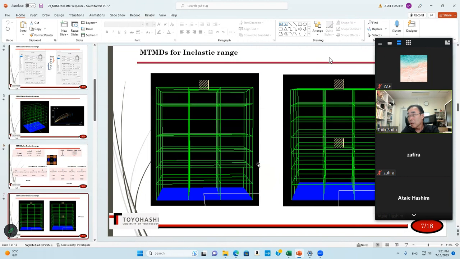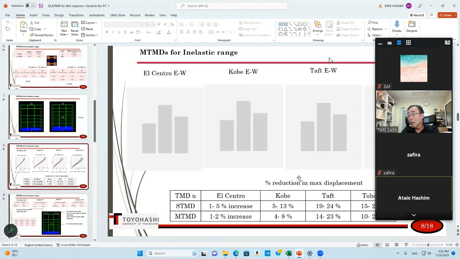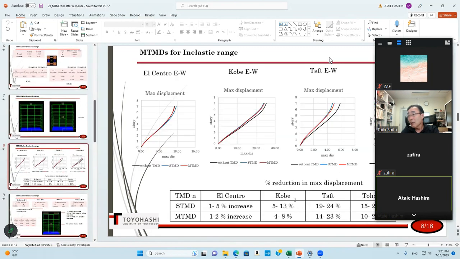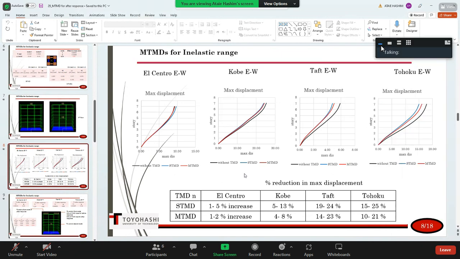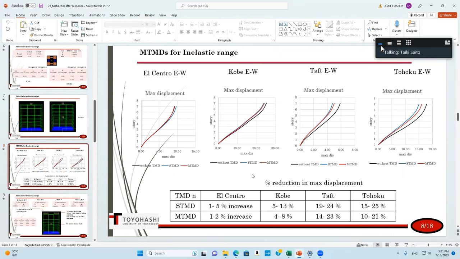This is the model. So after analysis, you can see that it is not very effective. It is just 3% in Maastricht. In Kobe, Taft, and Tohoku, it is almost not bad, but in El Centro, it is even negative.